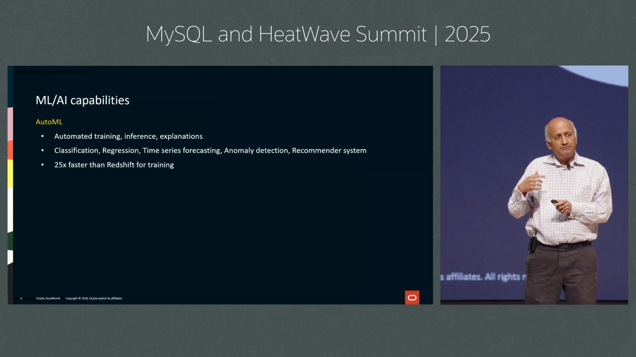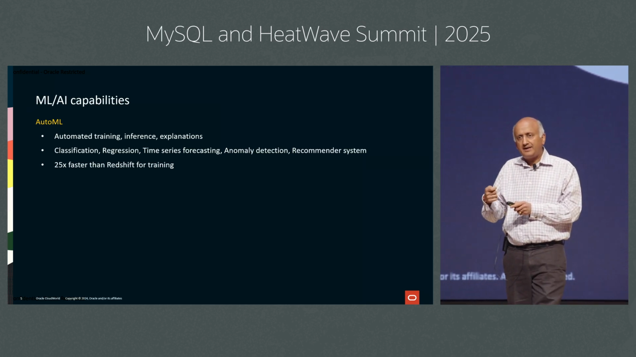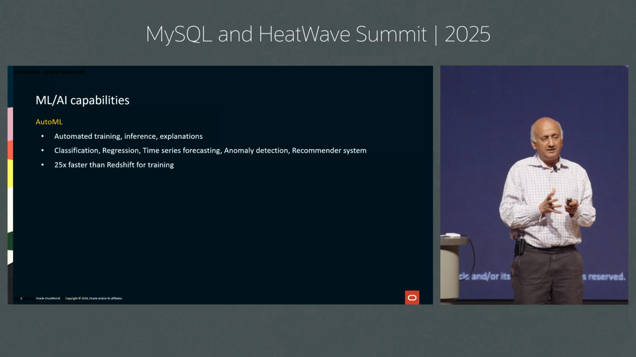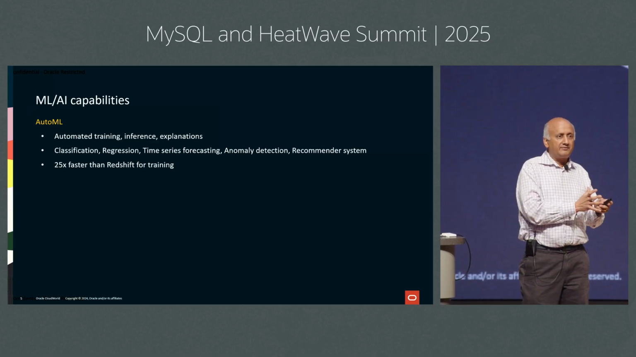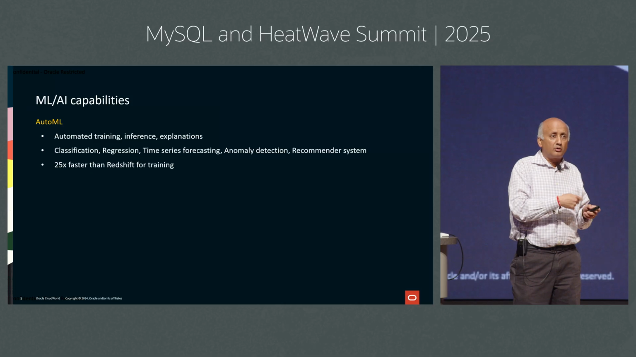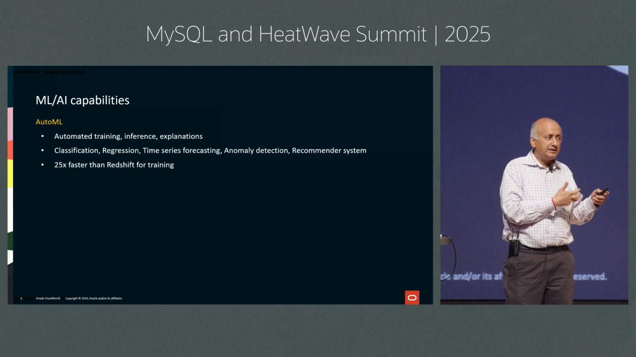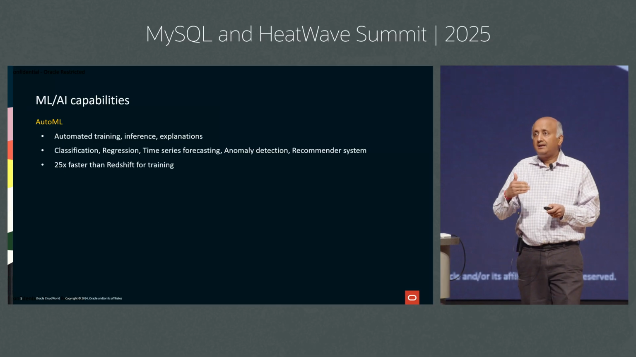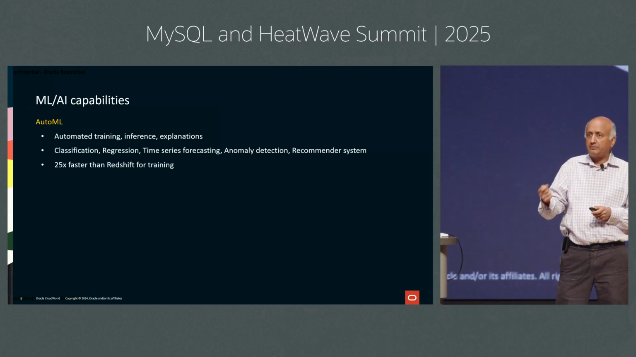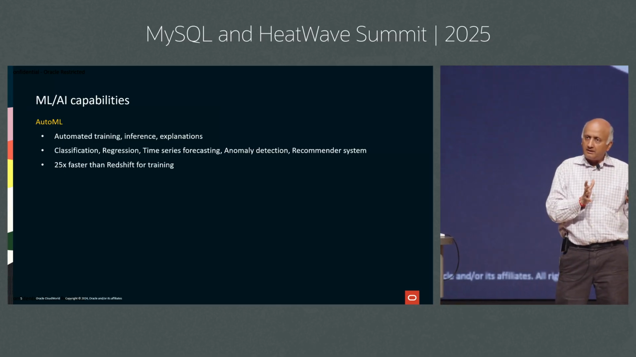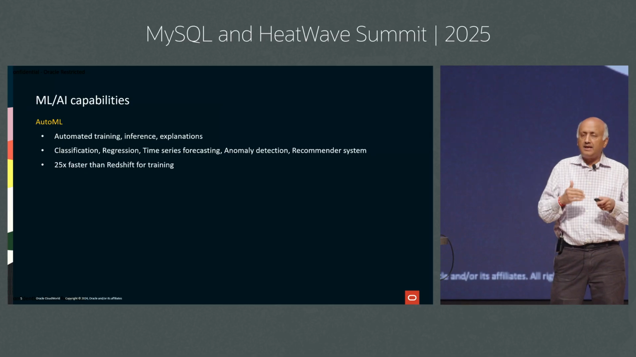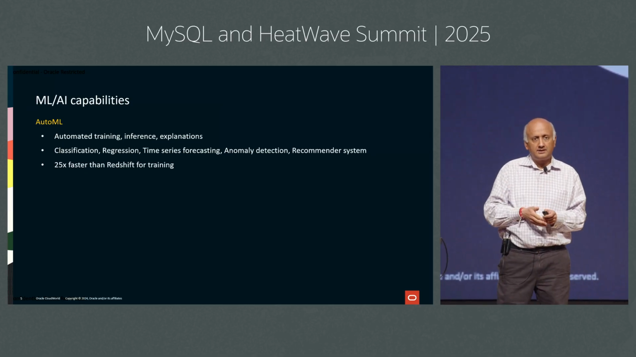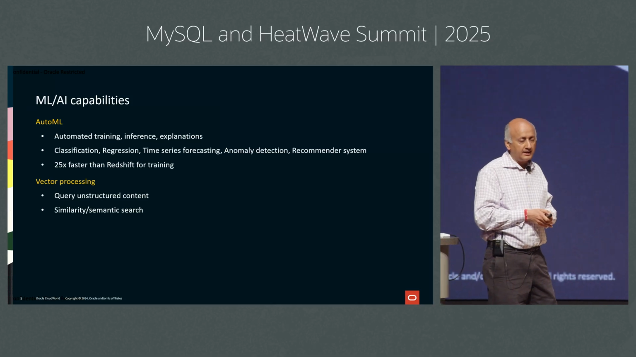Now, what is the implication of it being 25 times faster? Not only does it take less time to train a model with HeatWave, but if you can train the model 25 times faster, you can train it more often, and that means you can keep your models up to date. And if you can keep your models up to date, it improves the accuracy of the prediction. So having the training be done faster encourages customers to keep their models up to date, which then influences the accuracy of the prediction.